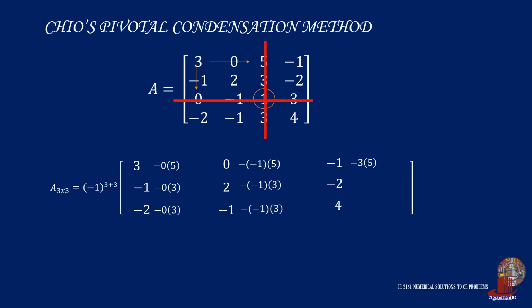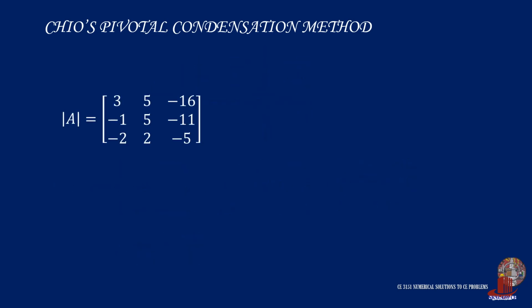The third column on the first row is subtracted by 3 times 5. The second row is subtracted by 3 times 3. And the last is subtracted by 3 times 3. Simplify all 9 elements and get a 3 by 3 matrix with the following elements. Since we already have a 3 by 3 matrix, we can easily take the determinant through Sarrus' rule. Diagonals start with 3, 5, and -5, resulting to -75.